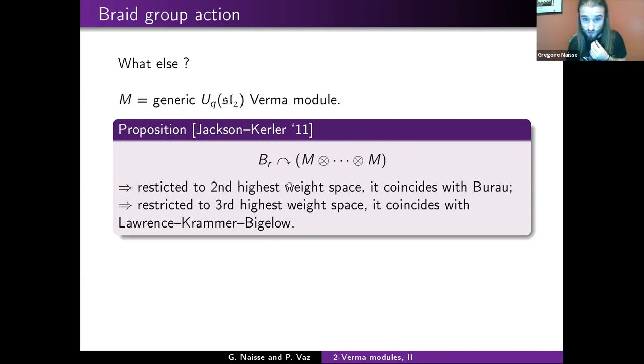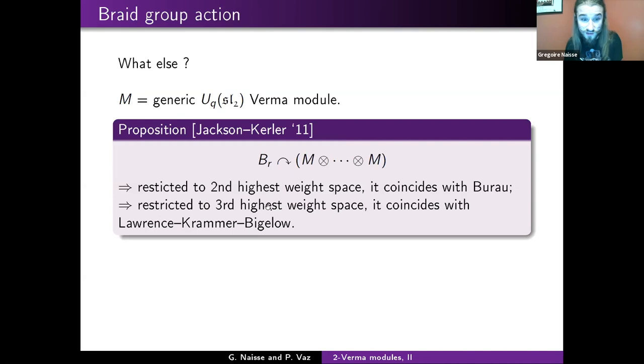And you can also do it because the braid group acts by intertwiners. And it appears that the representation of the braid group you get coincides with the Burau representation, which is a well-known representation of the braid group. But it is a one-parameter one, and the parameter of the Burau coincides up to reparameterization with the generic highest weight of the Verma. And then you can do that also on the third highest weight space.